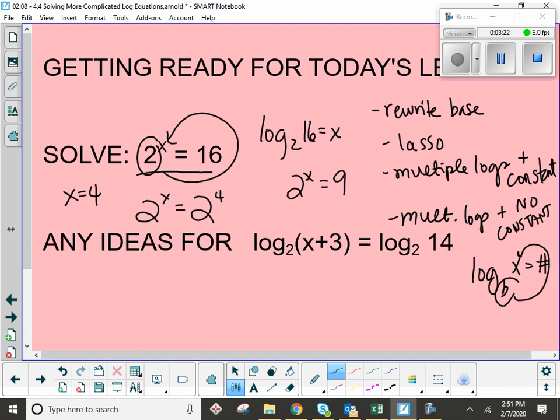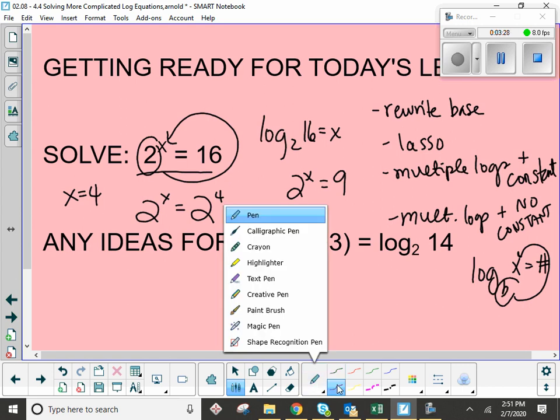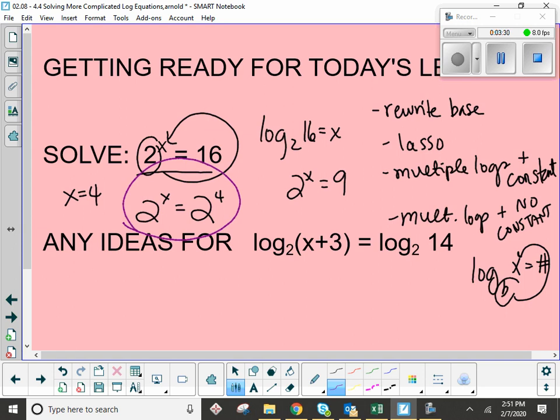And this is where I want to pick up, at this thing that says any ideas. Right here, from that example problem, once we got the bases the same, we dropped them. And we said x equals 4. Well, on this thing right here, log base 2 of x plus 3 equals log base 2 of 14, the logs are the same. Any ideas what we can do here?